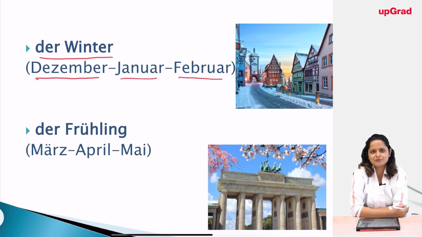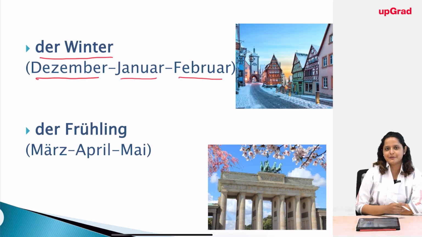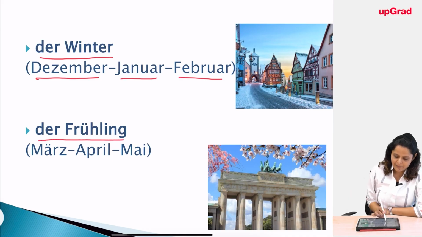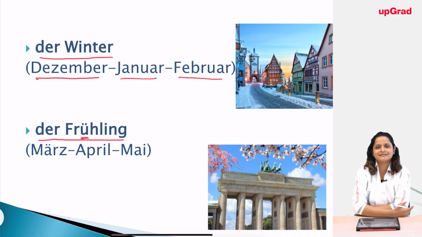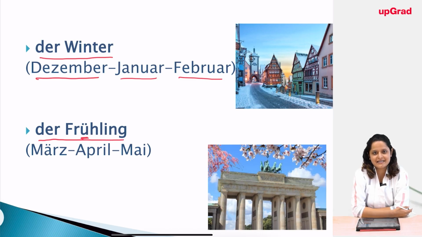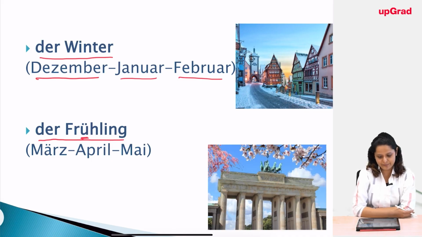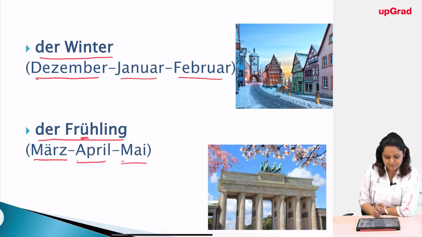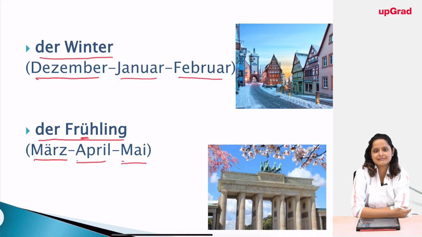And the final season which comes after the winter is spring. Spring in Deutsch is called der Frühling. Mark the sound of the umlaut here, that is, the sound is Ü. So the pronunciation becomes Frühling. I'll repeat it: Frühling. So Frühling, or our spring, is from März, April, May. That is, your Frühling or your spring is from March to May.